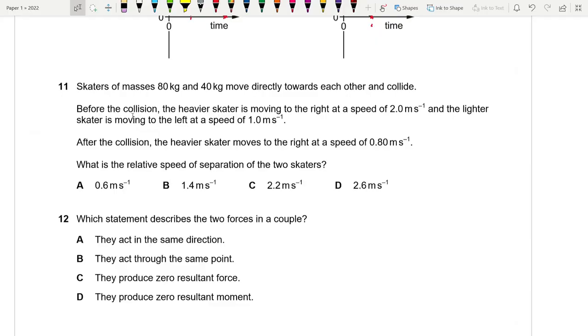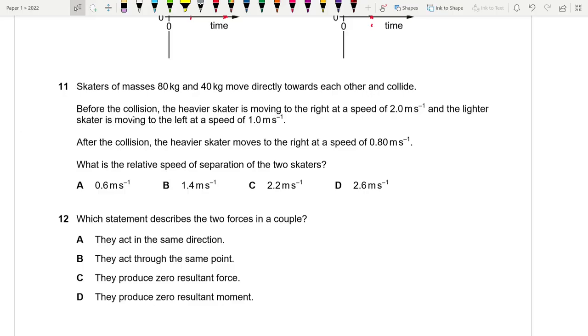Skaters of mass 80 kg and 40 kg move directly towards each other and collide. Before the collision, the heavier skater is moving to the right at a speed of 2 meters per second, and the lighter skater is moving to the left at a speed of 1 meter per second. After the collision, the heavier skater moves to the right at a speed of 0.8. What is the relative speed of separation of the two skaters?